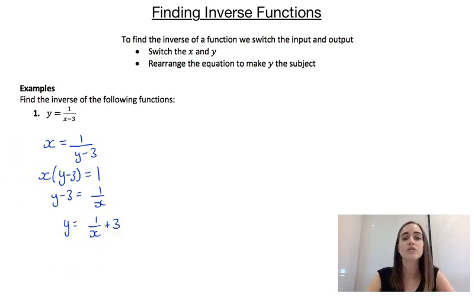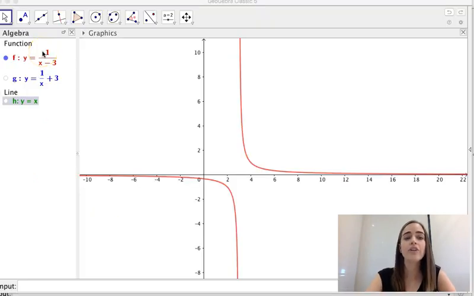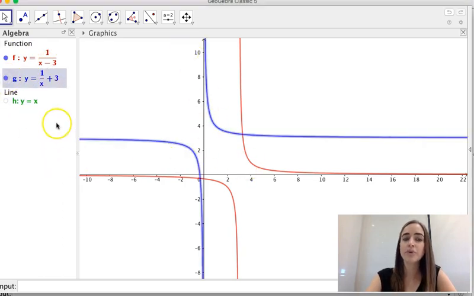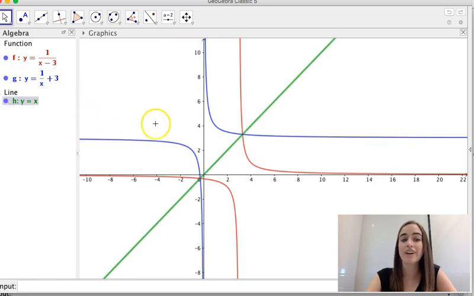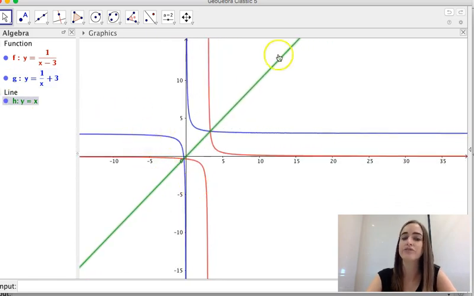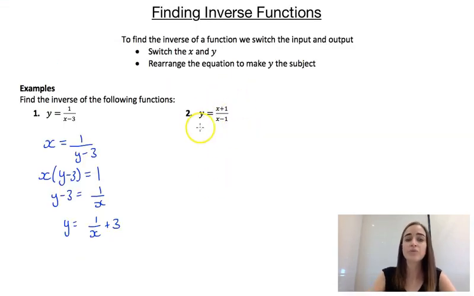Let's just have a look at what that looks like graphically so that you can see that they are still reflections of that line y equals x and they are inverse functions. So in red here we've got our original function y equals 1 over x minus 3. If we draw in blue our inverse function that we found, and then put that line y equals x in there, you can see that they're reflections over that line. So again, if you imagine folding that whole graph in half along that line, then they would lie exactly on top of each other.